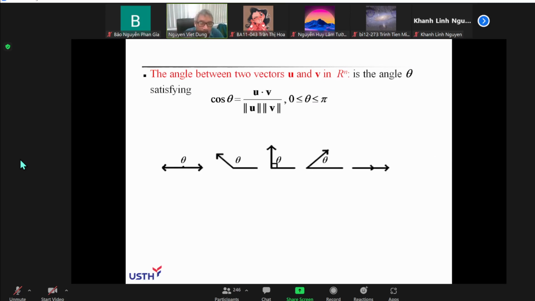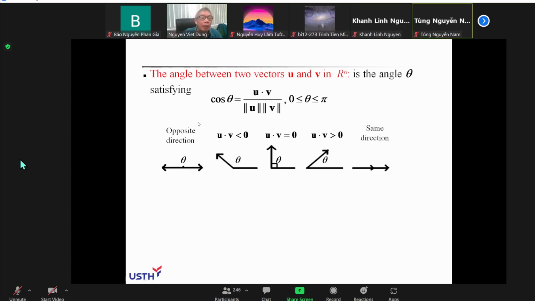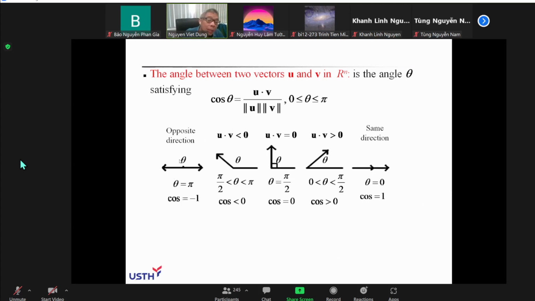However, even though we define it like that, I want to look at the geometry. We have five different cases. The first, on the left, we have the opposite direction: two vectors pointing in opposite directions. On the right, two vectors point in the same direction. And we have three cases in the middle. Now I explain for you. On the left-hand side, the angle theta equals pi. In that case, we have a cosine equal to -1.